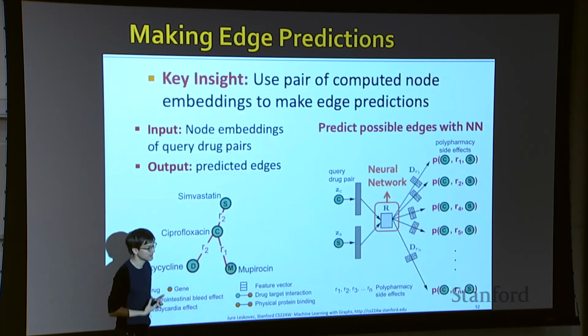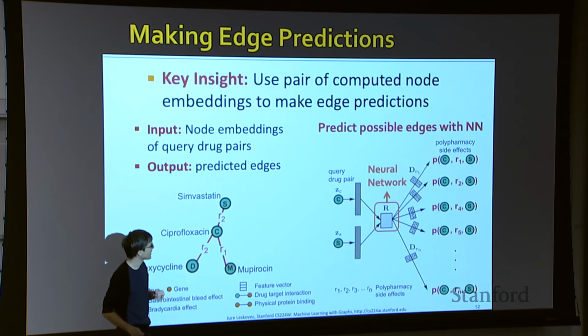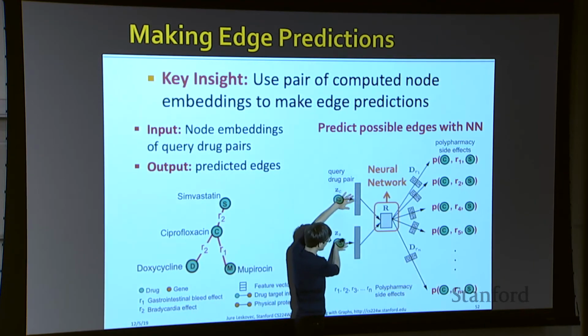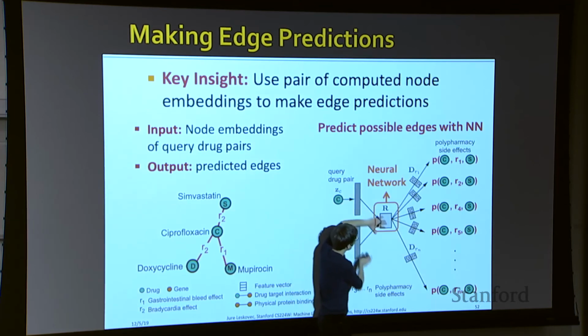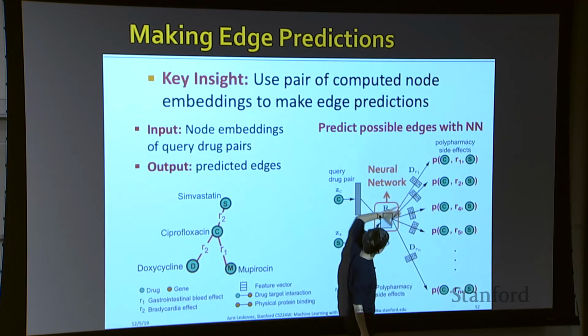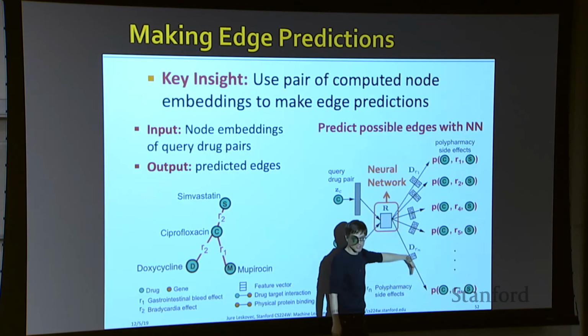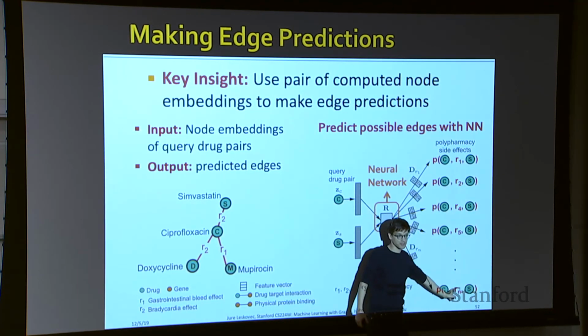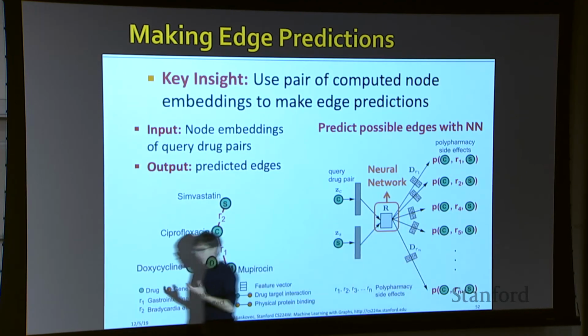Now we need to predict the edge types. The way we predict the edge types is to say, here's the embedding for one drug, here's the embedding for the other drug, and now I want to create 1,000 different predictions, one for every edge type, one for every side effect type, right?